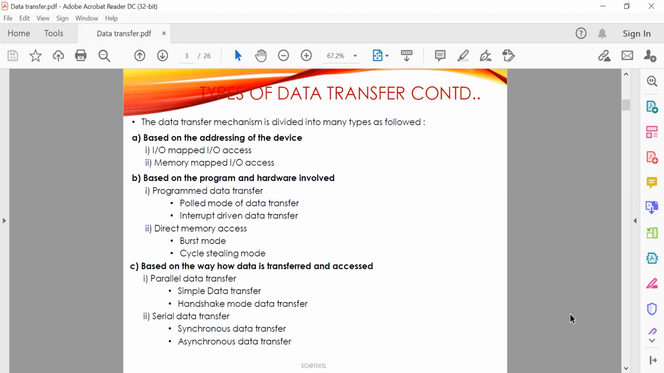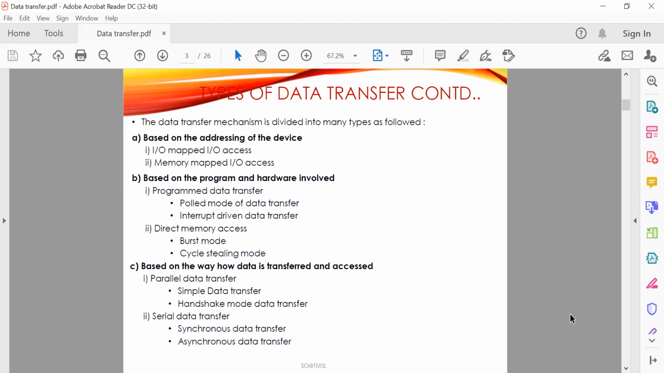So this 8237 IC, this DMA controller, can be used to perform the DMA data transfer using two methods, either burst mode or cycle stealing mode. Burst mode is also called block transfer mode, and cycle stealing mode is also called interleaved mode. So don't get confused with these two terms. Burst mode can be written as block transfer mode, and cycle stealing mode can be written as interleaved mode.